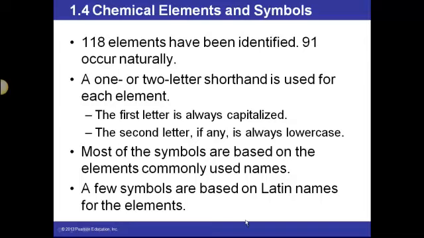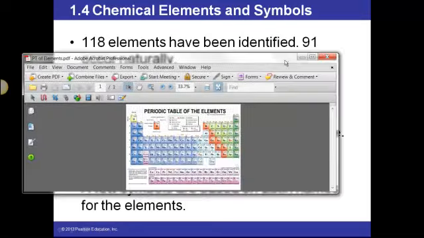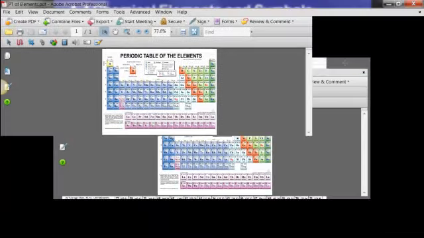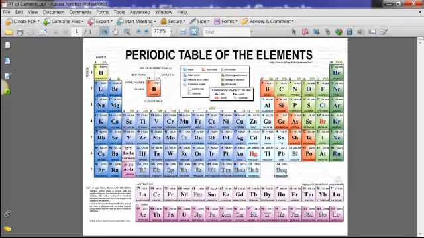In this shorthand, the first letter is always capitalized, and the second letter, if there is one, is always lowercase. So when you're writing out the different elements, you have to use this stipulation. So if we look at the periodic table, let's bring it back in here for a second. Chlorine would be a good example where there are 2 letters that are going to represent that element.